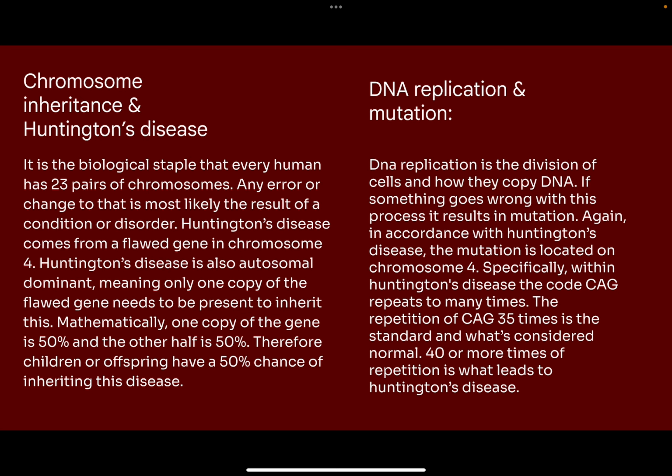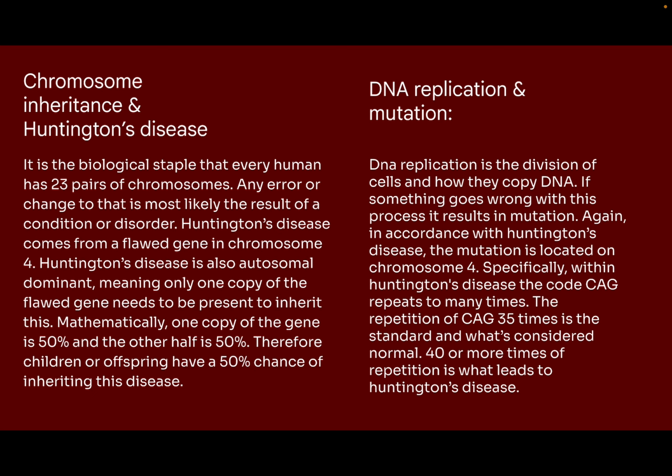Chromosome inheritance and Huntington's disease. It is a biological staple that every human has 23 pairs of chromosomes. Any error or change to that is most likely the result of a condition or disorder. Huntington's disease comes from a flawed gene in chromosome 4. Huntington's disease is also autosomal dominant, meaning only one copy of the flawed gene needs to be present to inherit this.